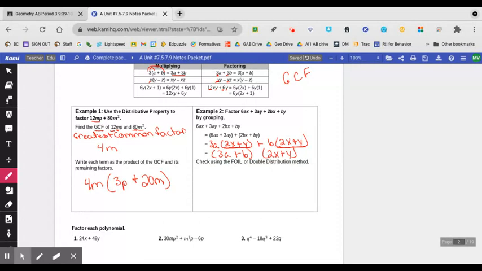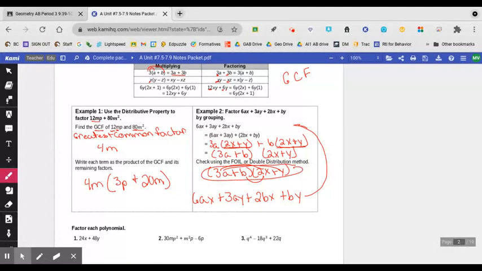Now to check that we did that correctly, we can use FOIL or double distribute. So I'm going to multiply that. 3a times 2x is 6ax. 3a times y is 3ay. Plus b times 2x is 2bx. And b times y is plus by. And you'll notice I have the exact same thing. So this is the factored form of that expression.